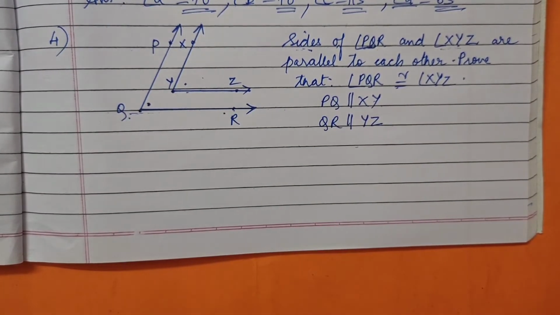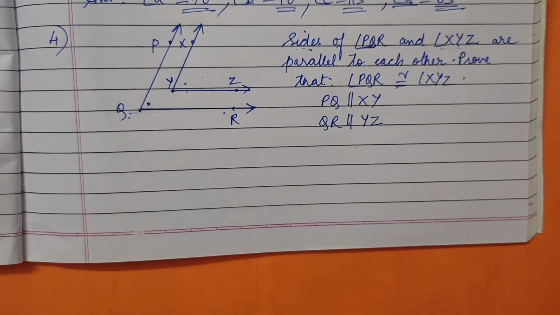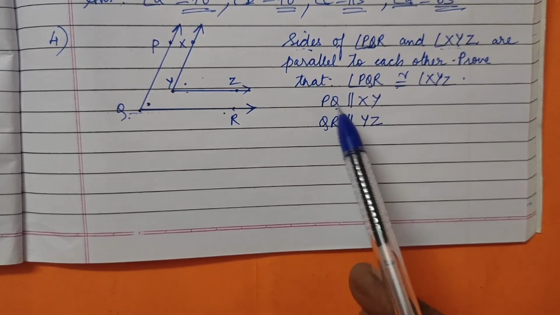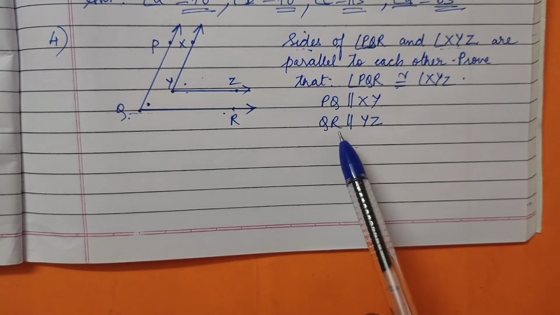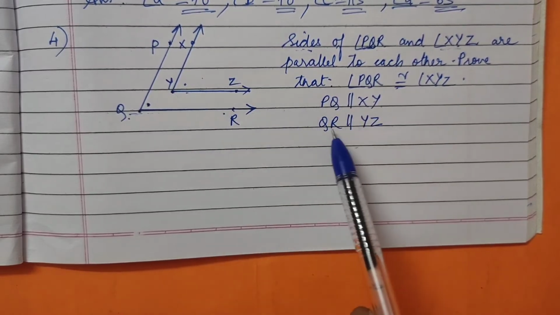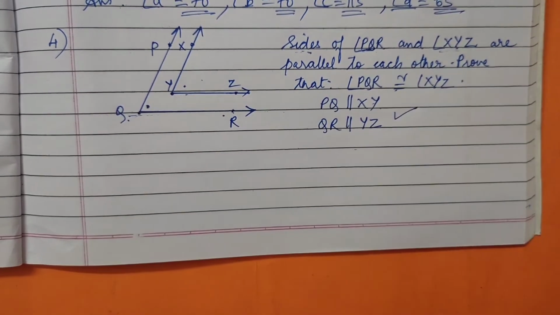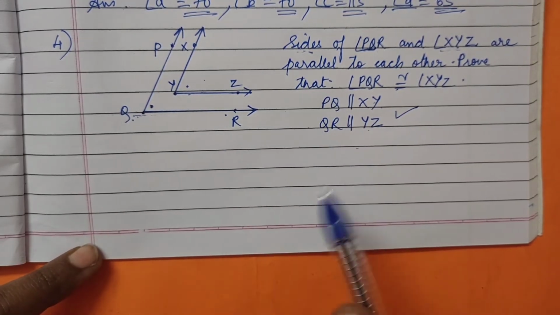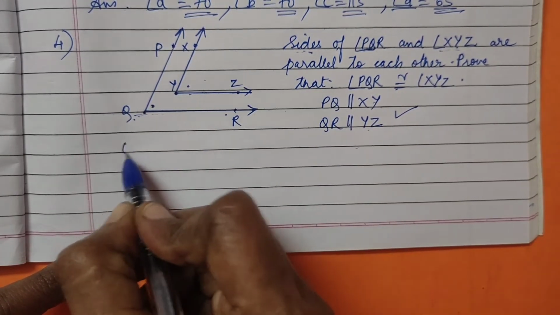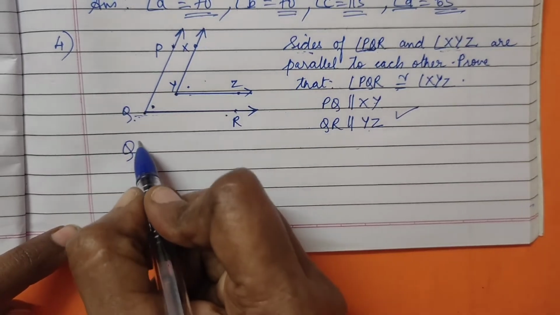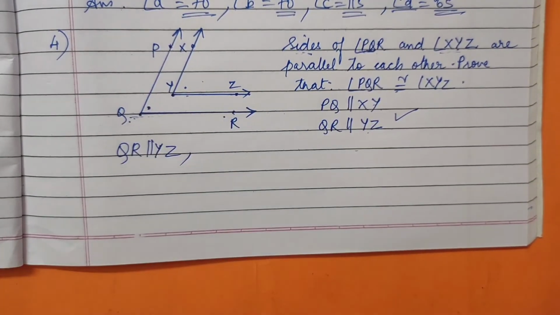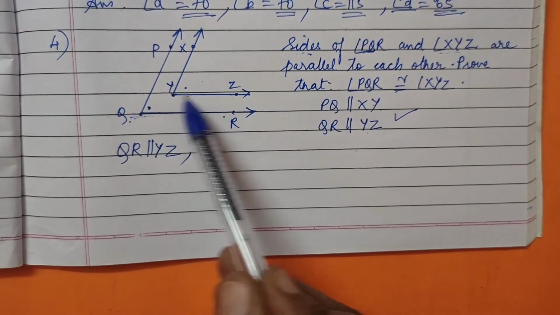For the proof, we always need to use certain corresponding angles and alternate angles. So firstly, we will see this part here. What is said here, we will take this one: QR is parallel to YZ. I'll take this one so that it will be easier for us. So now when I say QR is parallel to YZ, I need some transversal line for the parallels.